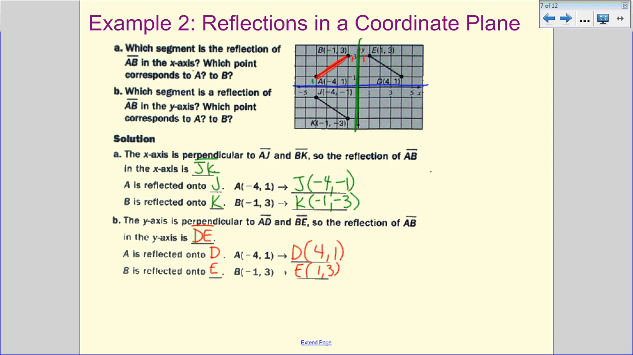If you notice, guys, when we reflected over the x-axis, the x coordinates stayed the same, and the y coordinates became opposites. When we reflected over the y-axis, our y coordinates stayed the same, and the x coordinates became the opposite. And that's going to be true for every reflection over the x and y coordinate.